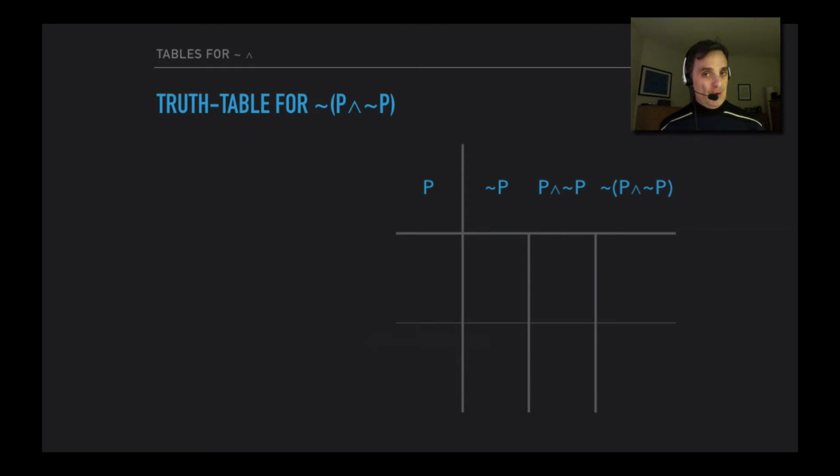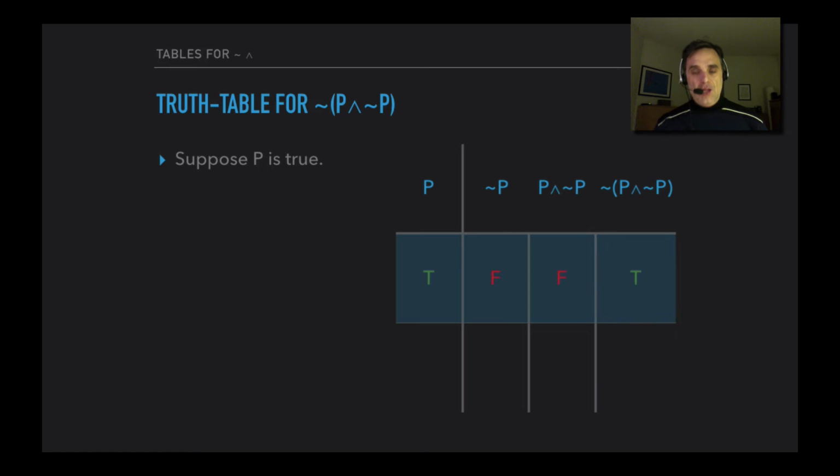We could represent this in a table. How would we do that? Well, first suppose that P is true. That means that negation P is false. And that means that P and negation P is false because the right conjunct, negation P, is false. And that means that the negation of the conjunction is true because the conjunction is false. Okay, now suppose that P is false. In that case, negation P is true. So is P and negation P true or false? Well, it's false because its left conjunct is false. P and not P has a false conjunct, namely P, on this row of the table. If the conjunction is false, then the negation of the conjunction is true.